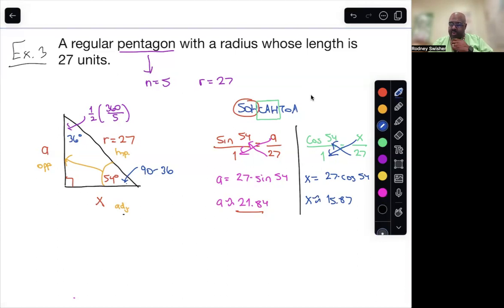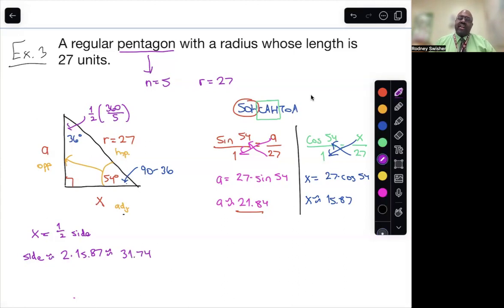Now the next thing we'll do is, since x, remember, is half of a side, I'll put that over here. So remember, x represents half of a side. That means we can find a whole side by taking x and multiplying it by 2. So one side is equal to 2 times 15.87, and 2 times 15.87 is approximately 31.74. So that's our one side.